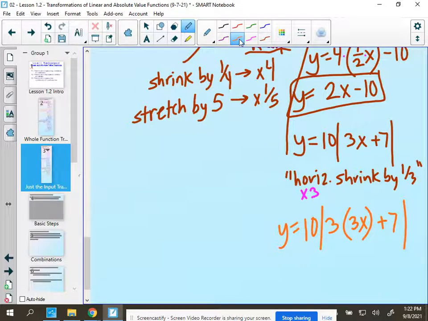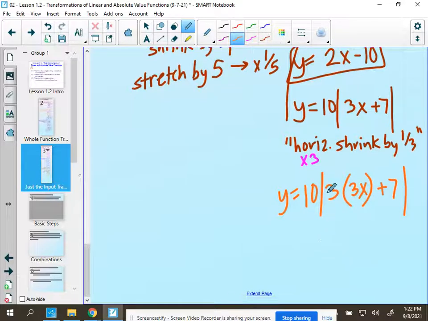So it works out to be very similar to what we just saw. How much stuff needs to get simplified here? It's not a distributive deal. It's literally 3 times 3 times x. So do your 3 times your 3, and we'll finish it with y equals 10, absolute value 9x plus 7. And we can leave it there.